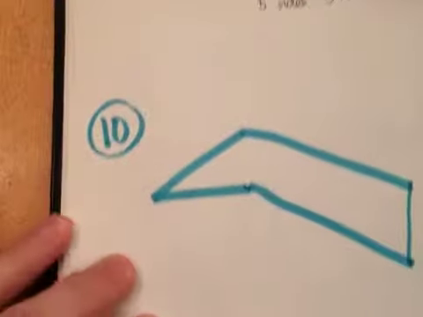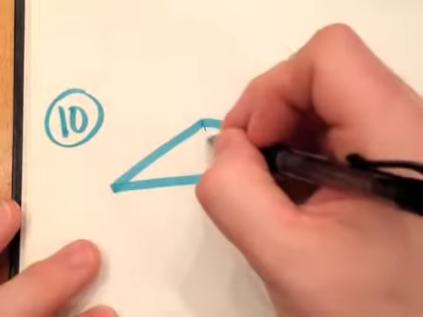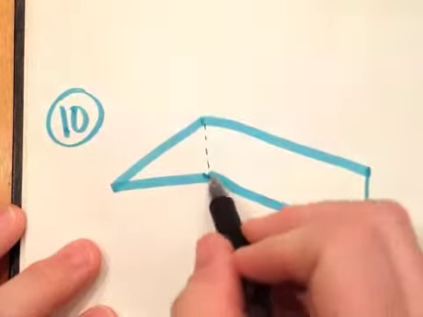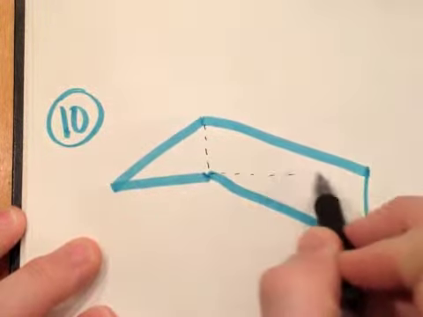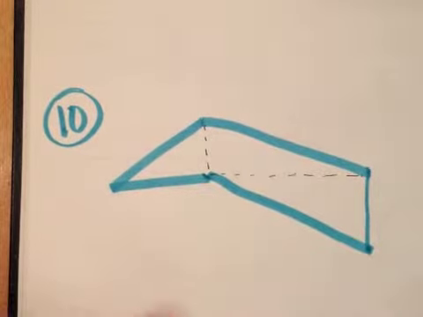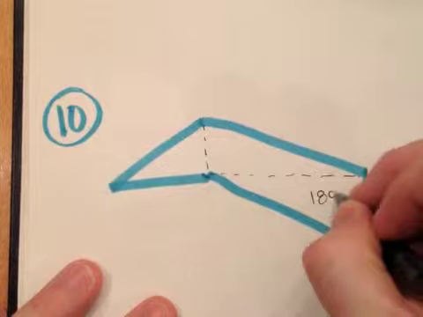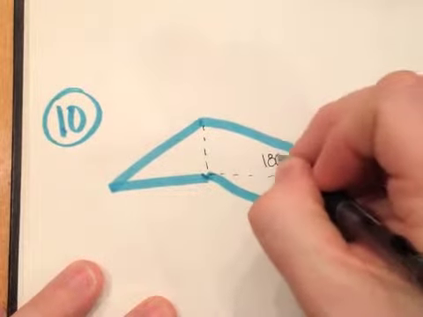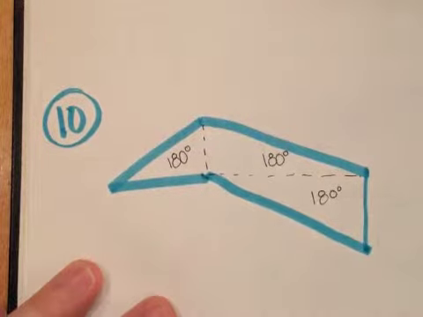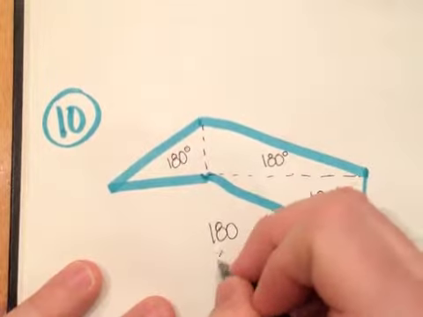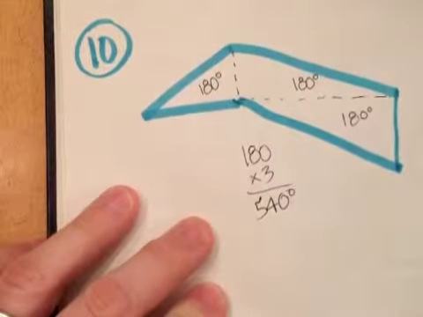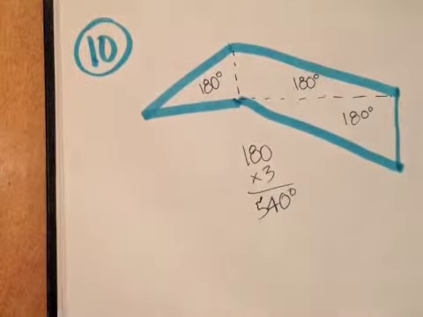Well, then let's see how many triangles we could cut it into. Now, I'm only going to go corner to corner, and in this case it happens to be kind of right angles that will allow me to cut this into 3 triangles, each of which has 180 degrees. 180 times 3 gives me the answer I already knew, 540 degrees.